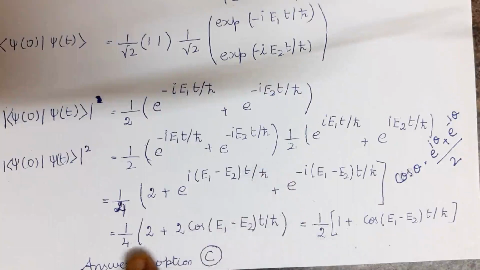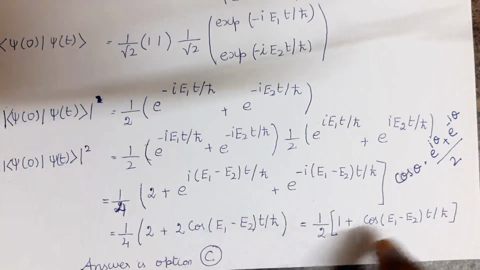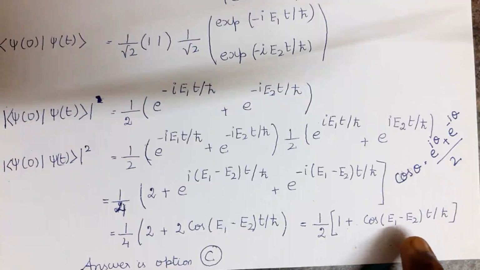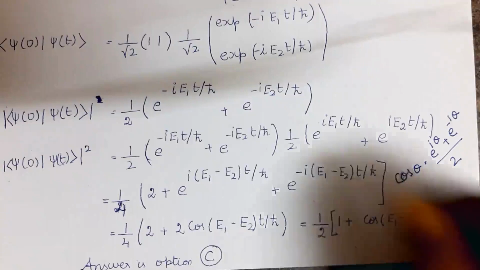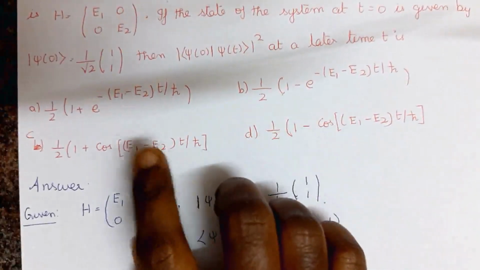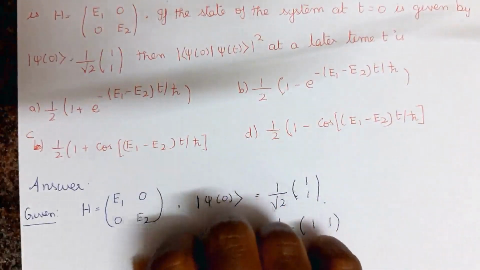Then we will be getting 1/4 into (2 + 2 cos θ). So we will be taking 2 as a common term. We will be getting 1/2 into (1 + cos((e1 - e2)t/ħ)). So the answer is option C.